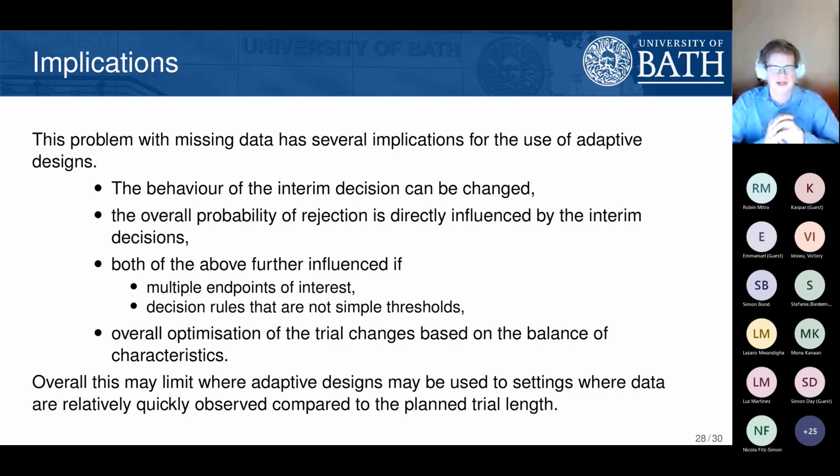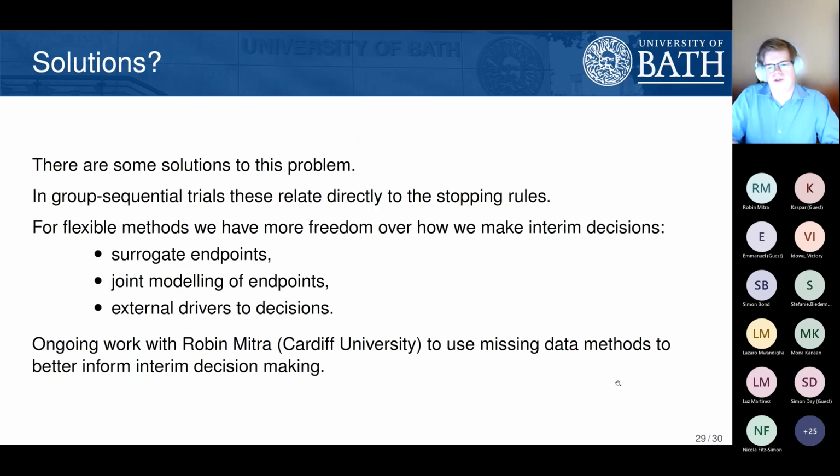So you can think of the extremes. If you have all of your data available at the interim analysis, that's pretty much the best case for an adaptive design. If you have no data available at the interim analysis, this would be the worst case, because you're not really able to make a different decision to that which you made at the start of the trial. And so there's really no point in the adaptation unless you do it based on external factors. We'll come to that in the next slide. So there are some potential solutions to this problem, and it really depends on the specific adaptive design as to how much work has been done on this.